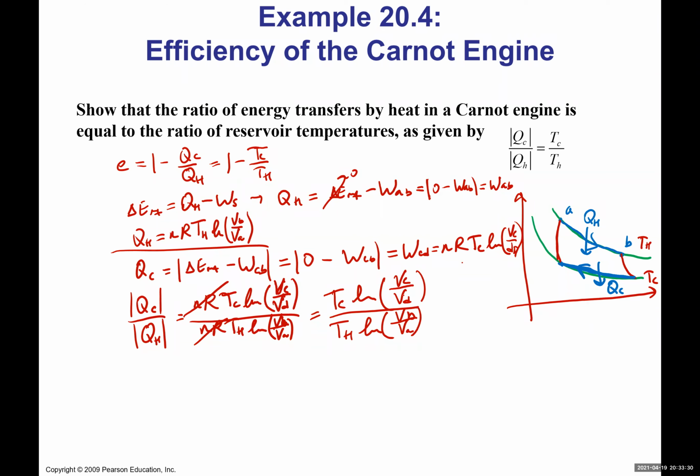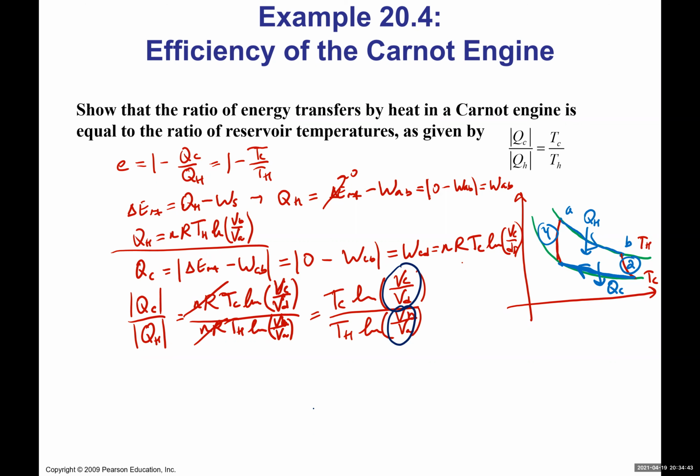Now, from here, what we can do is use those B to C and D to A processes. That means the second step and the fourth step in our Carnot cycle. Remember, those were adiabatic expansion and compression. We're going to use them to find out what those ratios represent, how they're related to one another. So if I use the adiabatic expansion and compression equations, then what I have here is this.